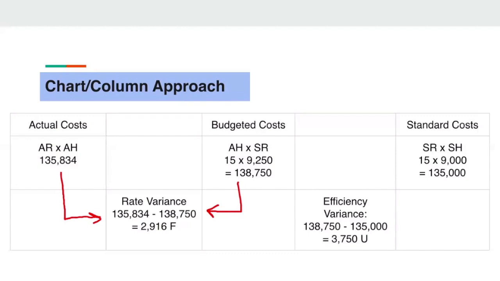Efficiency variance is found by minusing total budgeted cost by total standard cost. So just as a quick reminder, taking that middle column and minusing it by the last column. This means that the efficiency variance is positive 3,750, and since it is positive, it is unfavorable, so we place a U beside it.